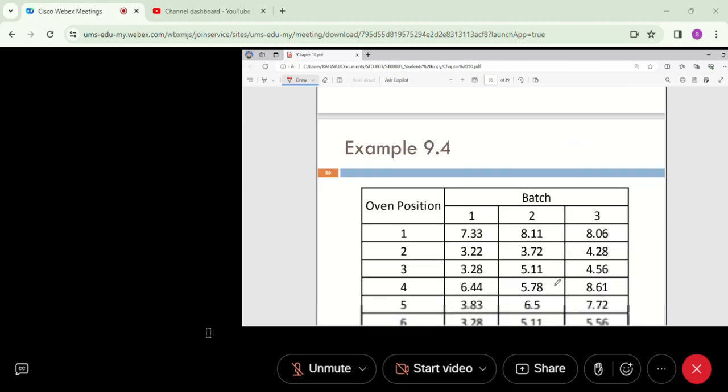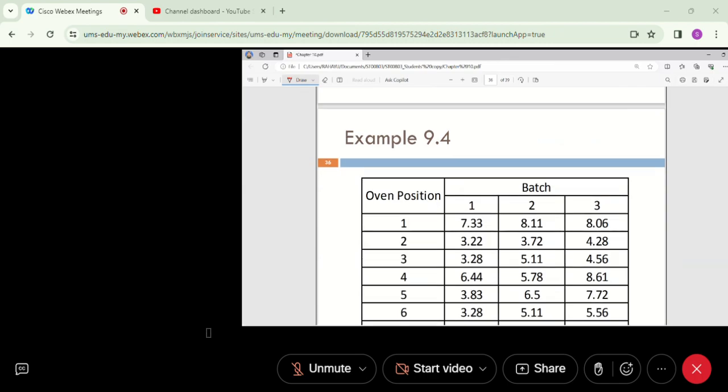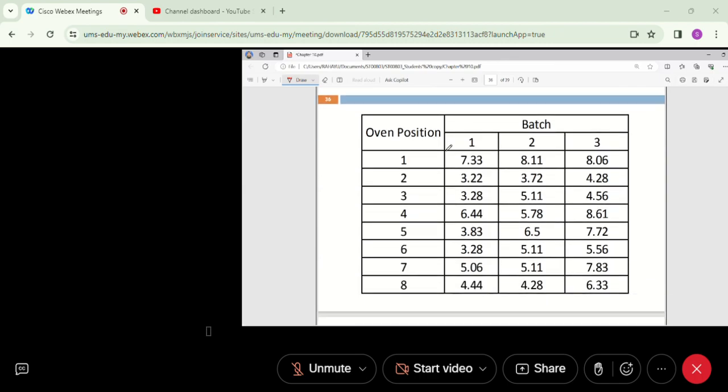Okay, so this is the raw data, and then we have 8 positions, and in each position we will put 3 loaves. Okay, 1, 2, and 3. So we have 3 batches, okay? We do it 3 times, yes. So these 3 batches can be considered as replicates, replicates from the same position.